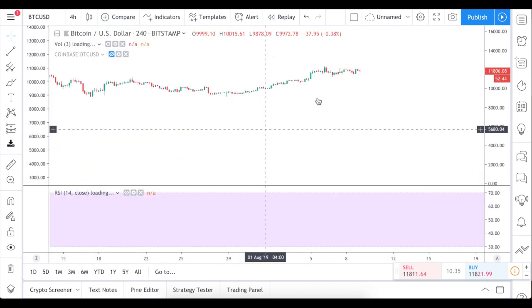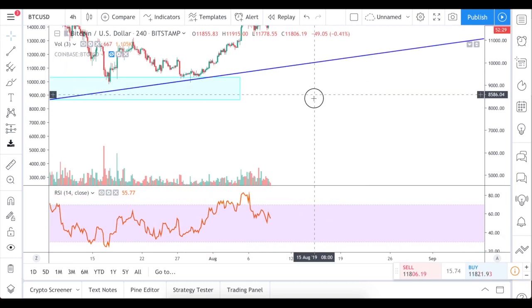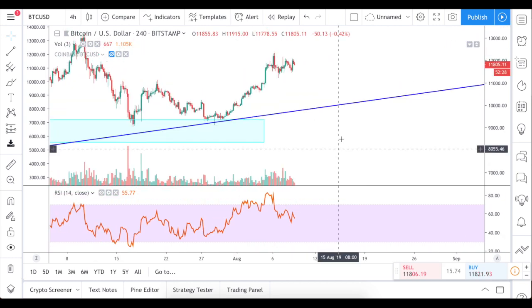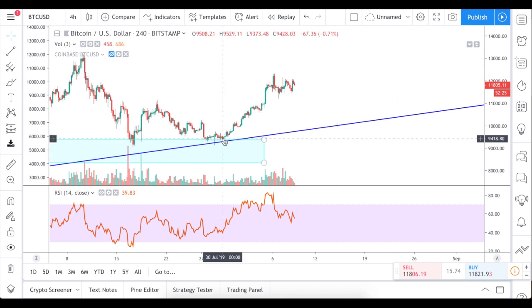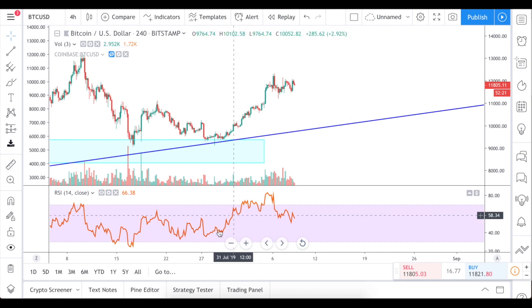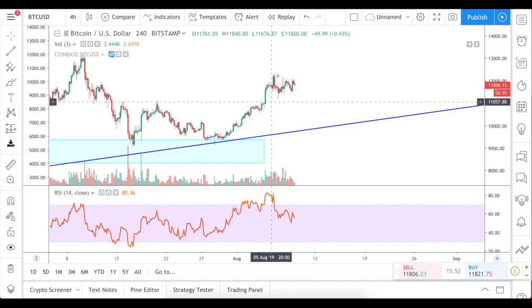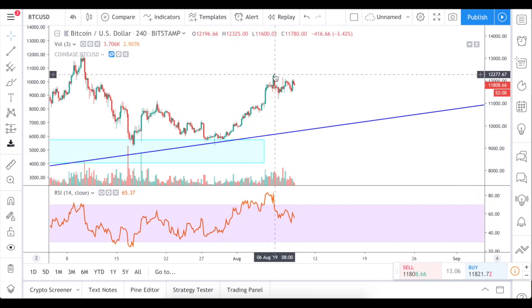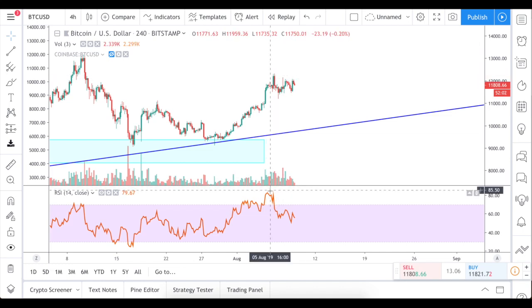And now let's look at the 4 hours time frame. And here what you can see is that starting from $9,500, we see the higher highs, we see the higher lows, and the indicator pretty much worked in the same way. Then we had the highest point at $12,200, and we have the lower highs, which is also converging with the RSI, lower highs, right?